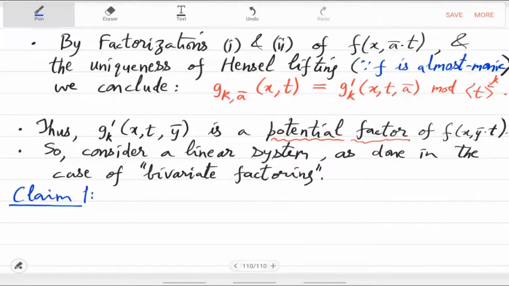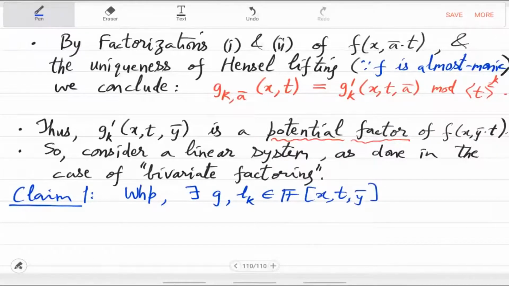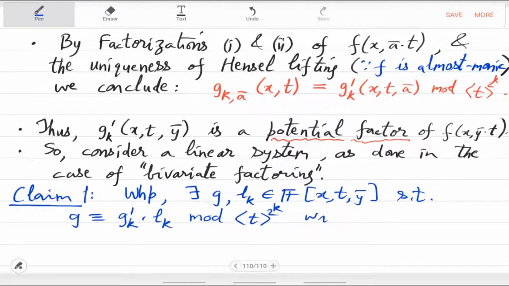The claim is that with high probability there exist polynomials g and Lk in all these variables x, t, y bar such that g is a multiple of Lk and Gk prime mod t raised to 2 raised to k, with degree restrictions.